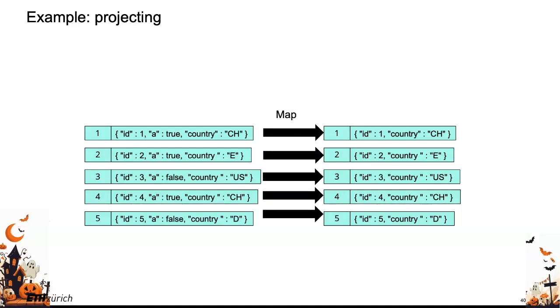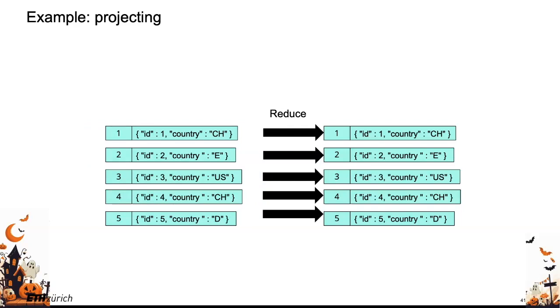The reduce function, what do I need if I want to project? What reduce function will I have? The identity function, right? I don't need to change anything. I already have what I want. So the reduce function is the identity function. Who agrees that we've just done a select ID, country from the data? That's what we've done. So now you could implement a chain of that with a select and where.